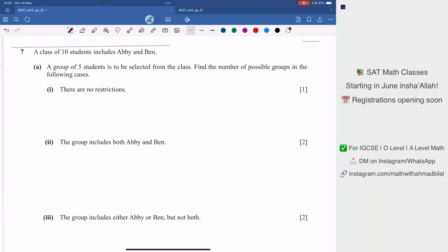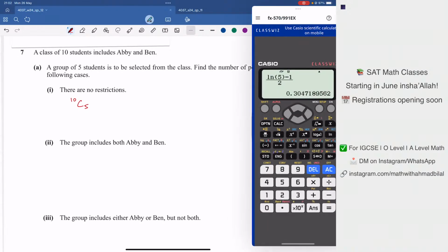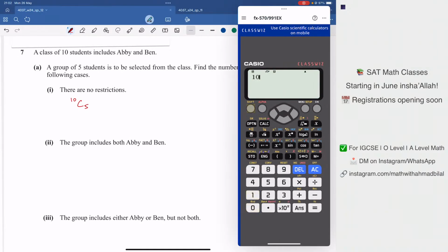If there are no restrictions, in how many ways can we do that? That's just going to be 10C5, right? We have to select 5 out of those 10 students without any restrictions. Let's see what you get from that. 10C5, that's 252, and that's our final answer.